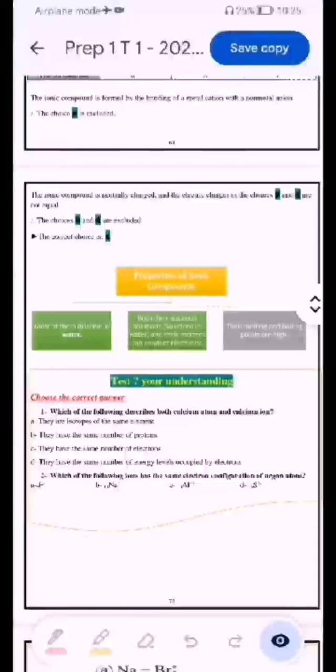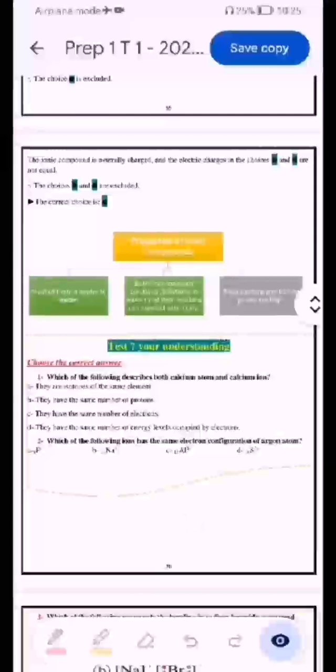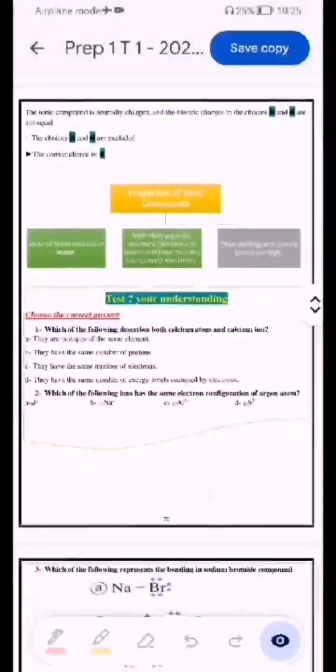What are the properties of ionic compounds? Most ionic compounds dissolve in water, and both their aqueous solutions, that means solutions in water, and their molten state can conduct electricity. Ionic compounds conduct electricity, and their melting point and boiling point are high.